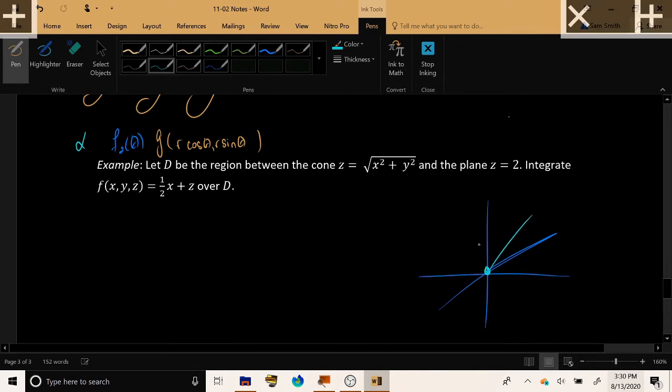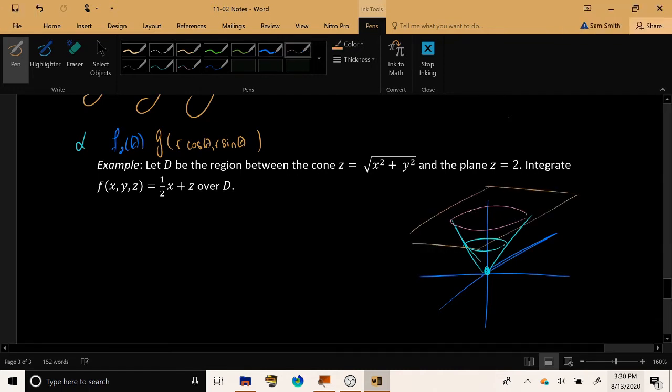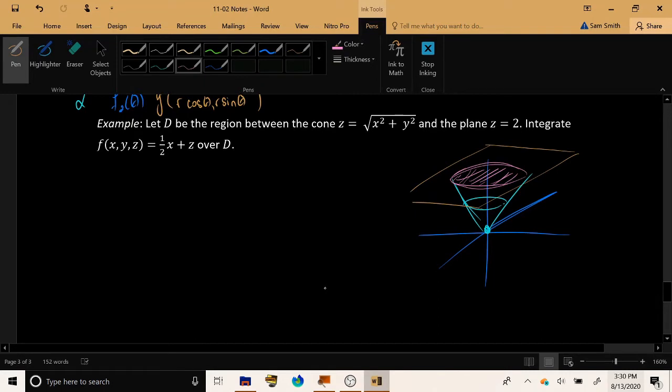The cone looks like a cone with its vertex at the point 0, 0, 0. And then the plane z equals 2 comes out on top. And they intersect in this circle shape. Okay, so let's try and set up some cylindrical limits of integration corresponding to this 3D region trapped between the plane in orange and the cone in cyan.